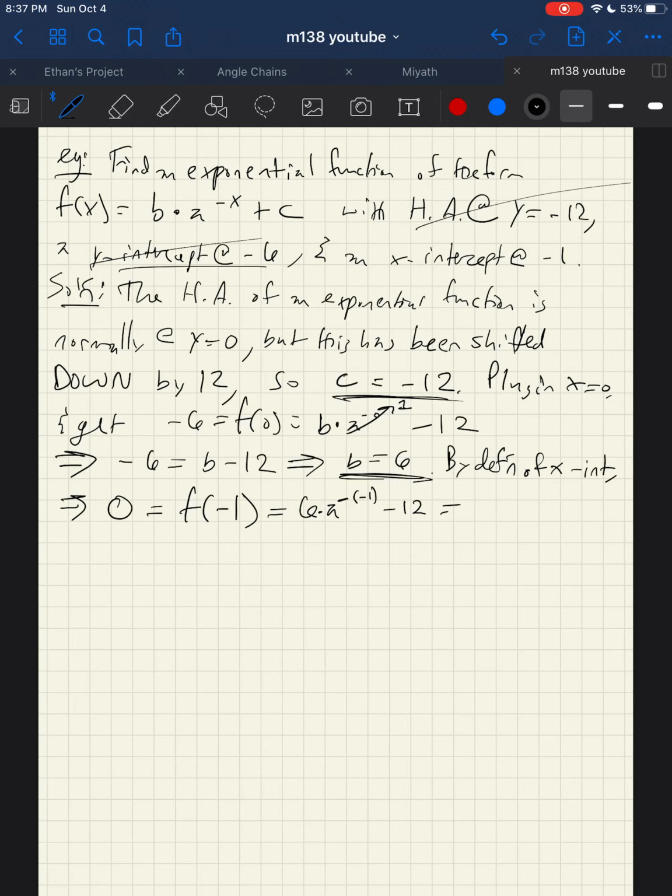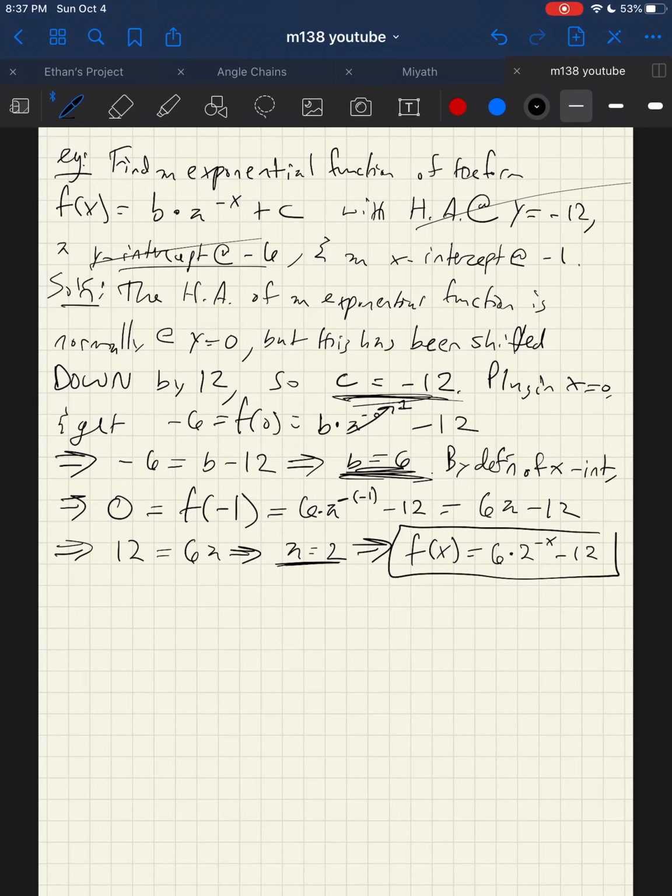I simplify the right-hand side now, and I've got, well, a to the negative 1, that's a to the 1, so I get 6a minus 12. Well, goodness, 6a minus 12 equals 0, that's pretty easy to solve. I add 12 to both sides. I get 12 equals 6a, which tells me that a equals 2. Now I have a, b, and c. That gives me every piece of my function, so my final answer is f of x equals 6 times 2 to the minus x minus 12, and that's my final answer.